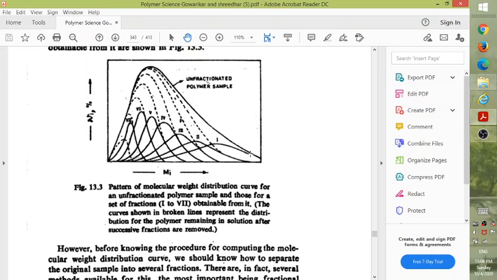Pattern of molecular weight distribution curve of an unfractionated polymer sample and those for a set of fractions 1 to 7 obtainable from it. The curve shown in the broken line represents the distribution for the polymer remaining in the solution after successive fractions are removed. So suppose I remove the first fraction, the 100 average molecular weight molecules. Still there are 200, 300, 400, 500, 600, 700 average molecular weight left in the polymer, represented by this dotted line. Then suppose I remove the 200 fraction. Still the 300, 400, 500, 600 ones are left, because 100 and 200 are removed earlier. Then this dotted line shows the distribution for the polymer remaining in the solution after successive fractions are removed.